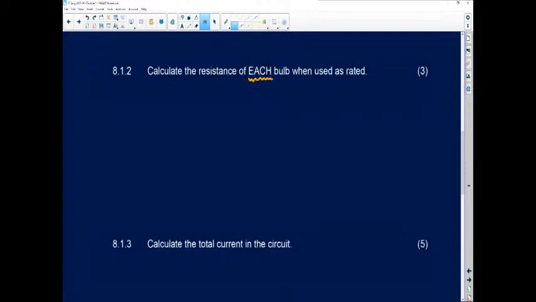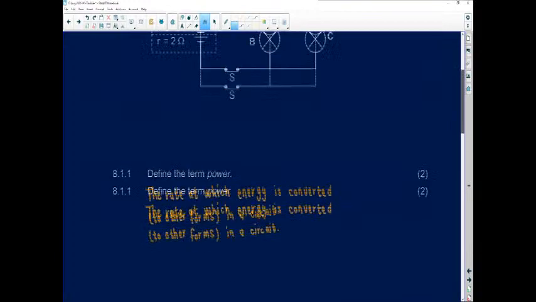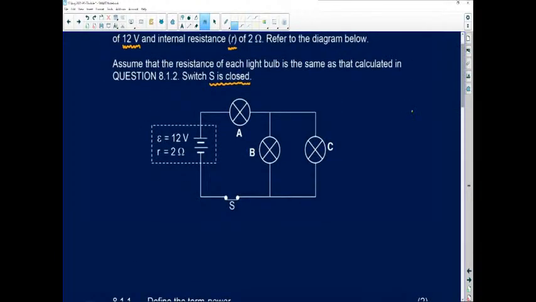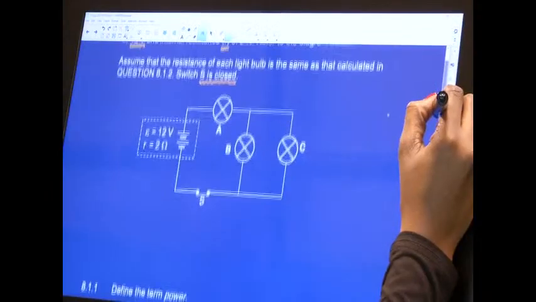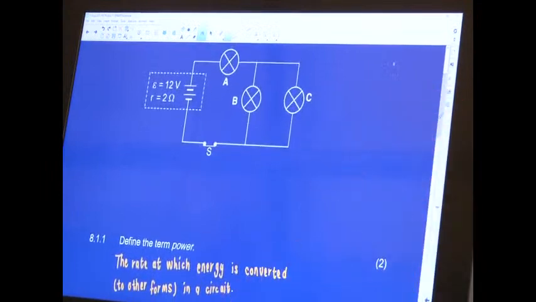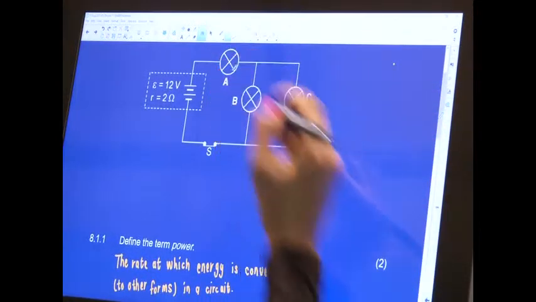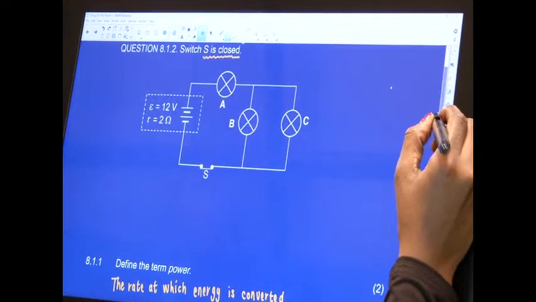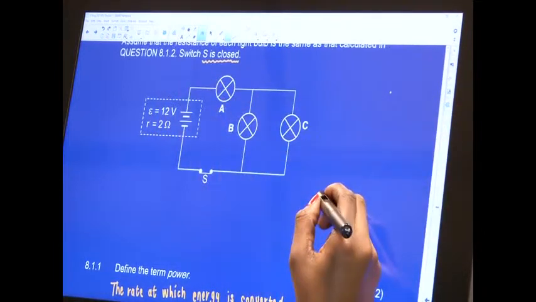So now we know that they are identical, which means whatever total that we get, we're going to have to divide by 3 because they did say the bulbs are identical. So now let's see where we have most of our information. Something to take note of is remember that 2 are in parallel with each other, and then the other one is in series. I do have my EMF, which I am given.